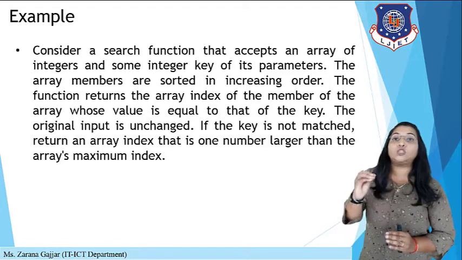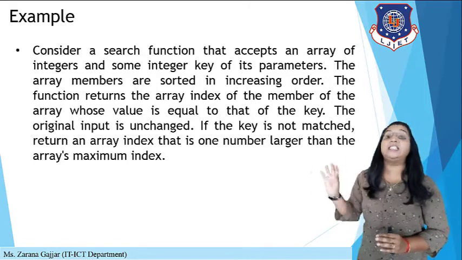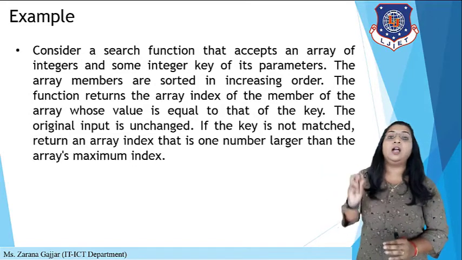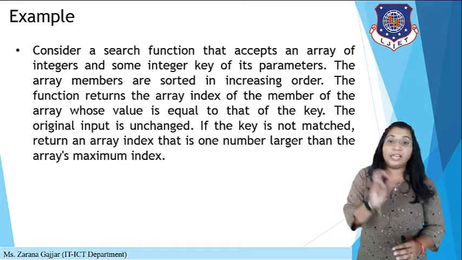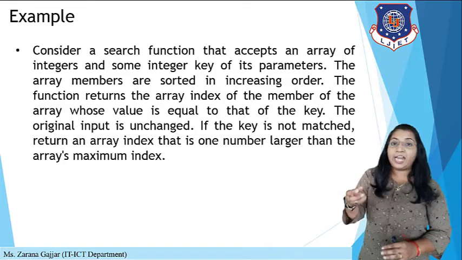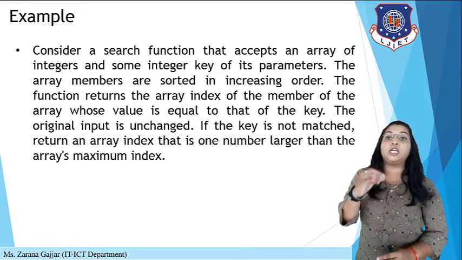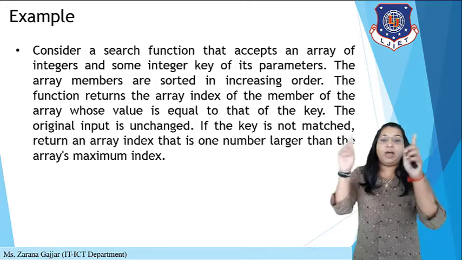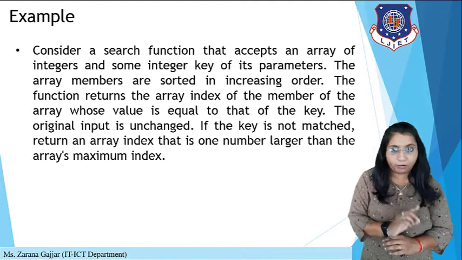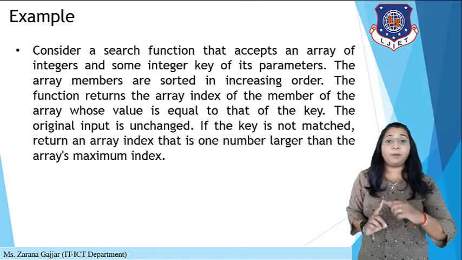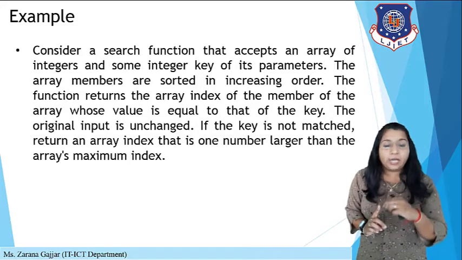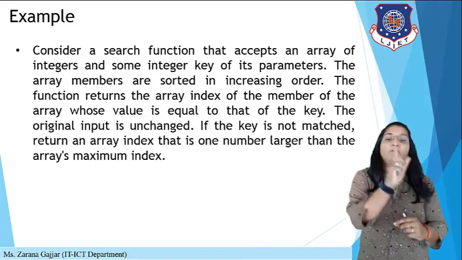Okay, and the array members are sorted in increasing order. So that means it is a linear search. Okay, because it is a linear search, there is a precondition that your array should be in increasing order only. The function returns the array index of the member of the array whose value is equal to that of the key. Okay, so if I have an array of multiple integer values, I will give an index value to each and every value. So if I am performing a search operation, then as an output it will give me the actual index of my key.